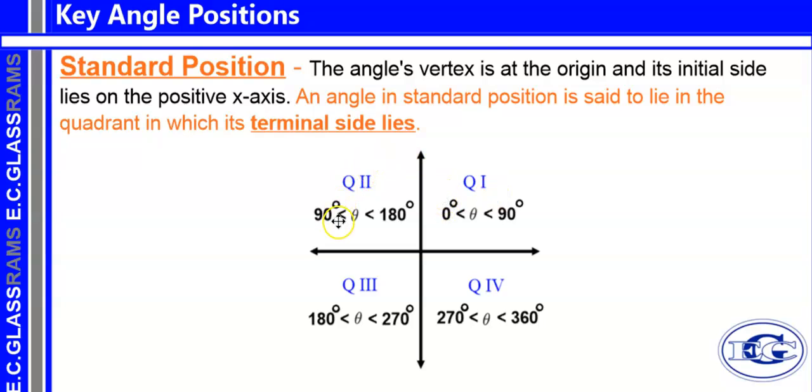Then if you go to the next part of the rotation, you have the second quadrant, which is angles between 90 and 180. Third quadrant is 180 and 270. And the fourth quadrant has an angle between 270 and 360.